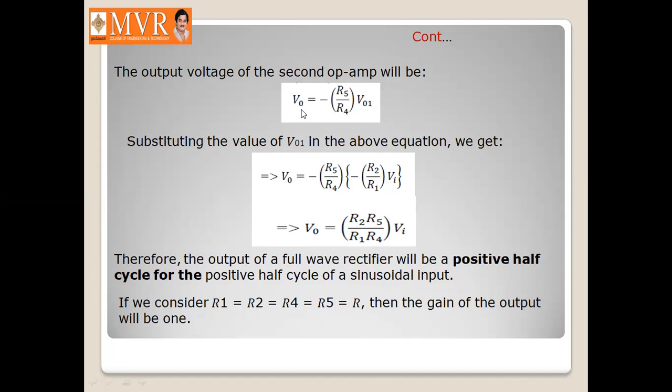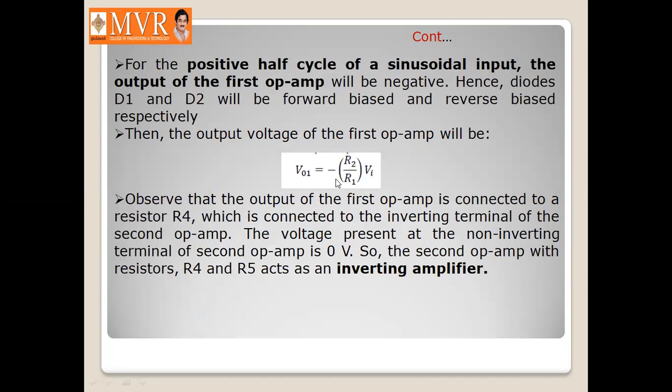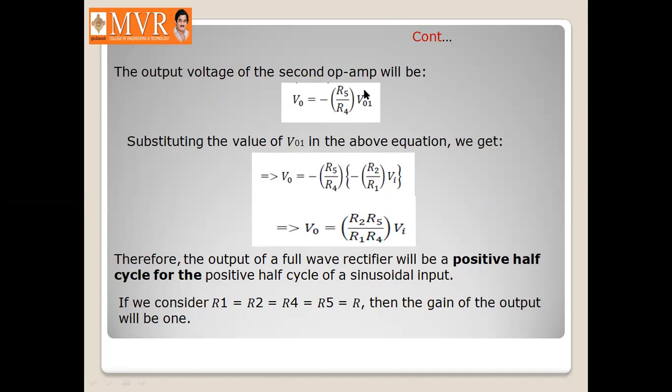Now we are going to calculate the total output. In the place of Vo1, we are going to substitute the equation we have derived for Vo1 here. So we get Vo is equal to minus R5 by R4 into minus R2 by R1 into Vi.